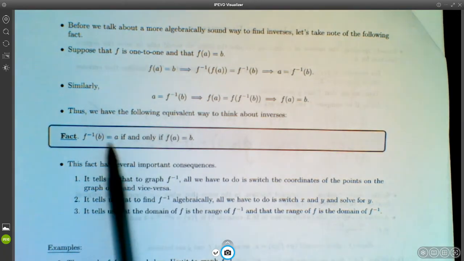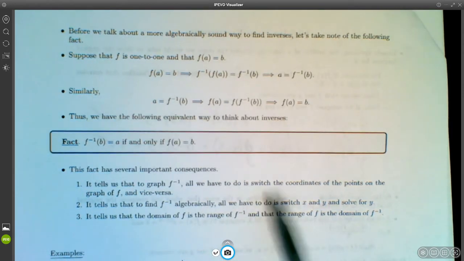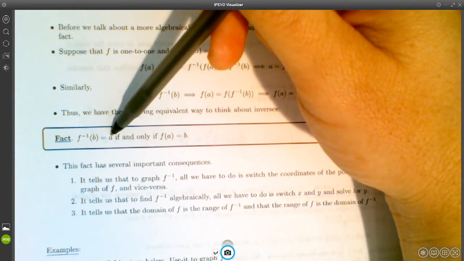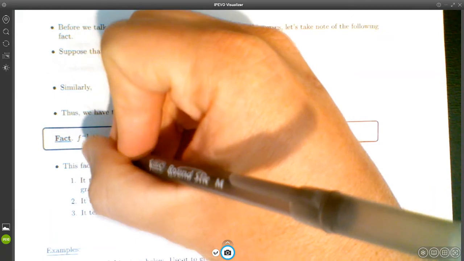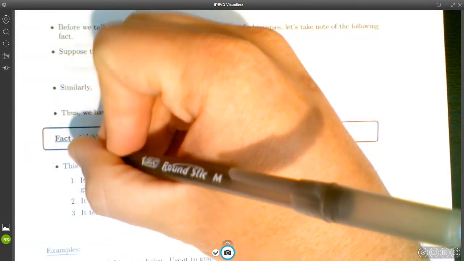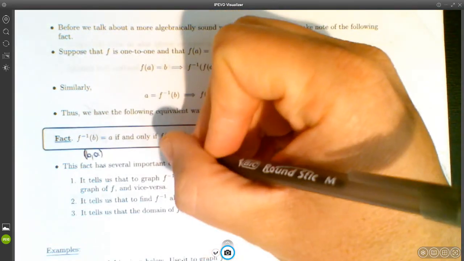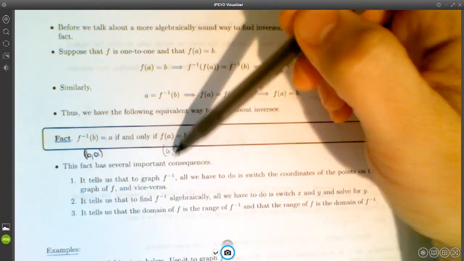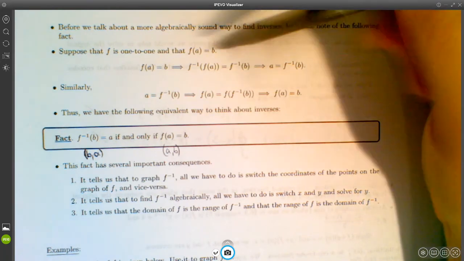Okay, that fact has several important consequences. First of all, it tells us that to graph f inverse, all we have to do is switch the coordinates of the points on the graph of f, right? Because if f inverse of b equals a, then that means that the point (b, a) is on the graph of f inverse, right? F of a equals b means that the point (a, b) is on the graph of f. So if (a, b) is on f, then (b, a) is on f inverse, right? We just switch the coordinates around.